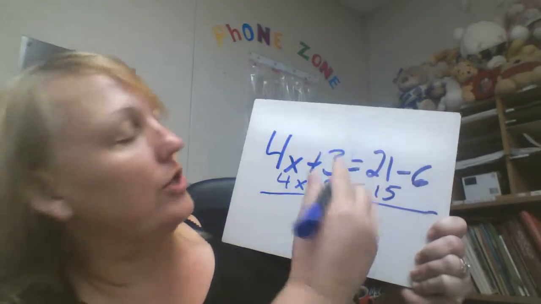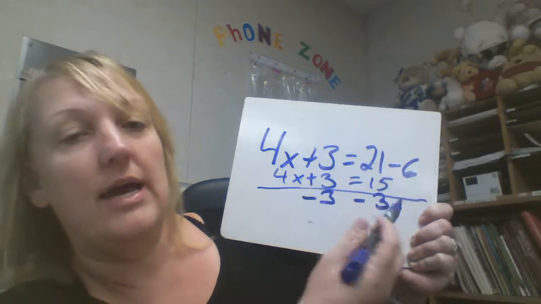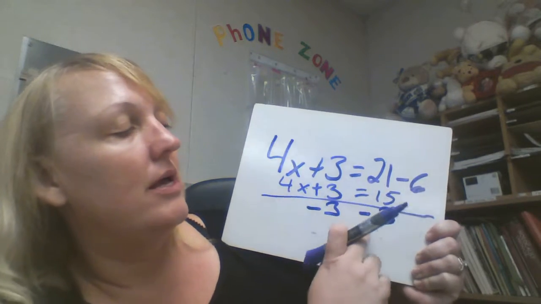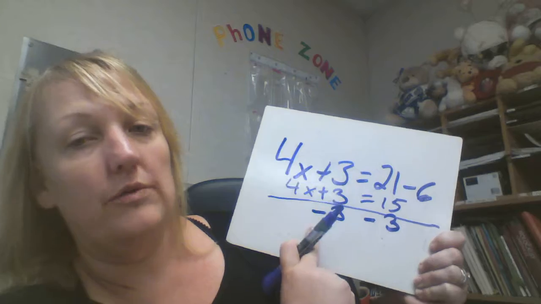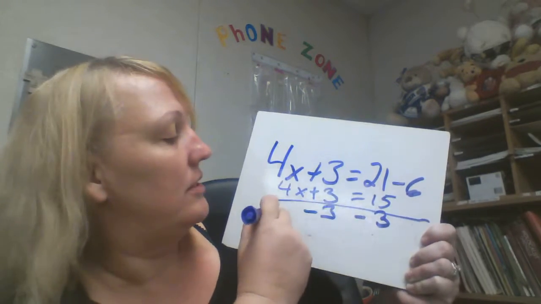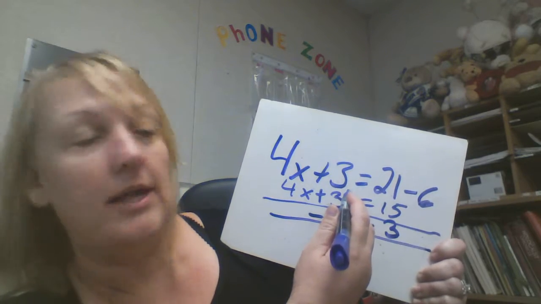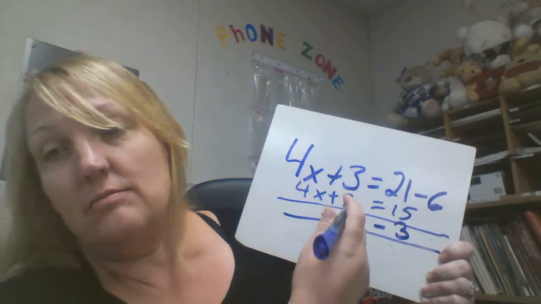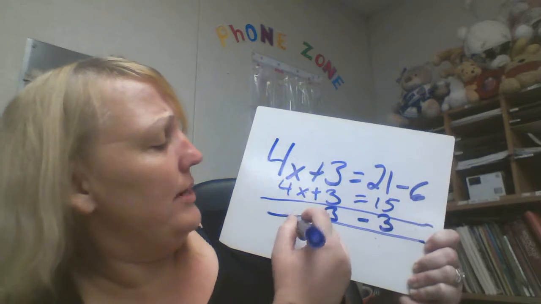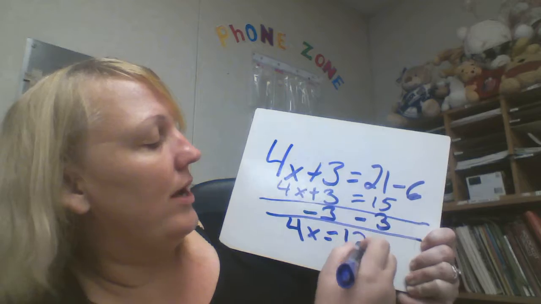Okay, so now we're gonna do that opposite. -3, whatever we do to one side, we do to the other, because the opposite of +3 is -3. Whatever you do to one side, do to the other. You're gonna hear me say that 5 zillion times this year. Okay, so these cancel each other out, because +3, -3 is nothing there. So we bring down what we have left. We have 4x equals 12.